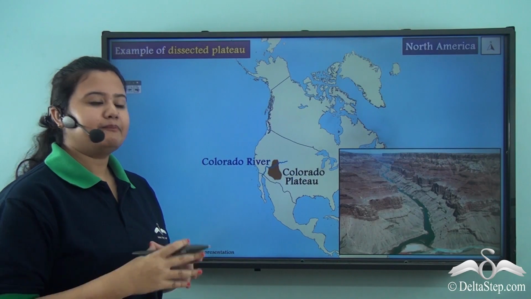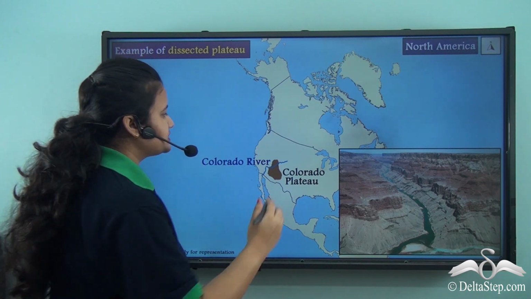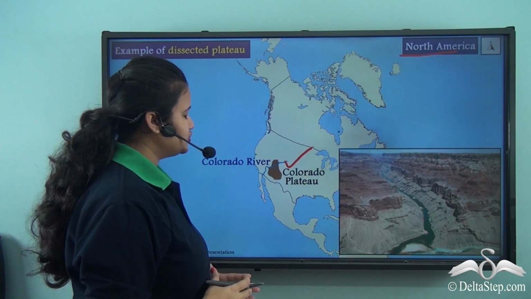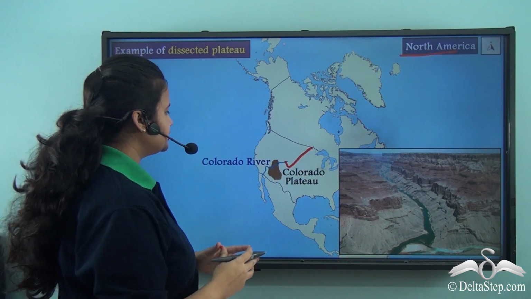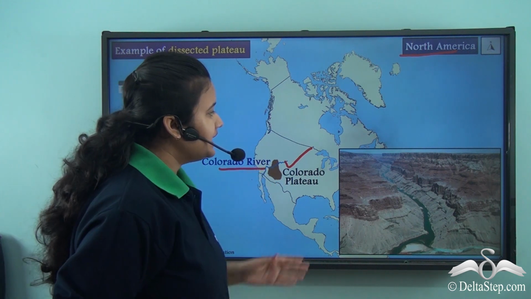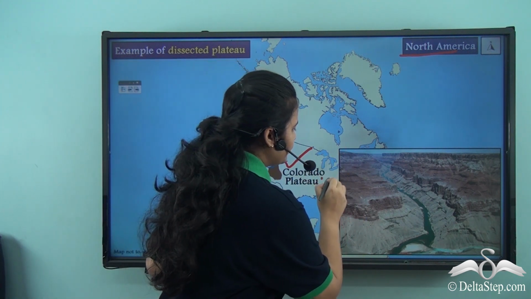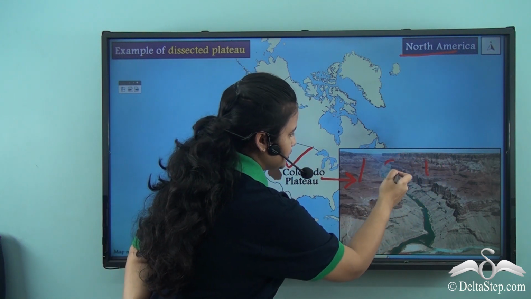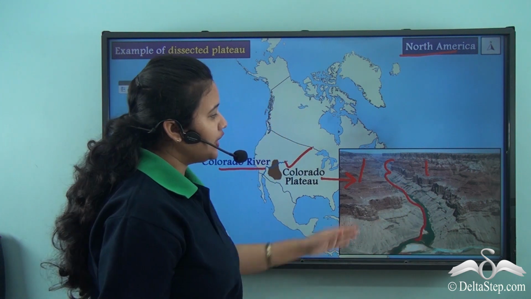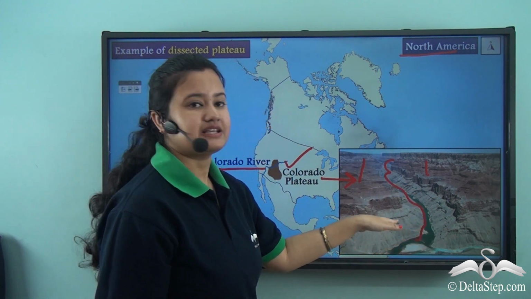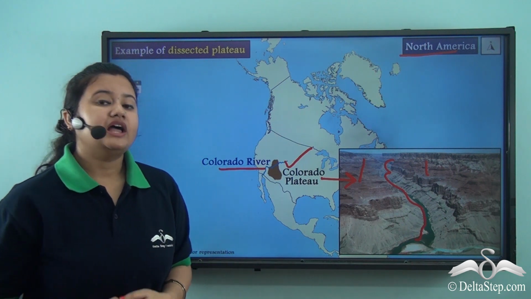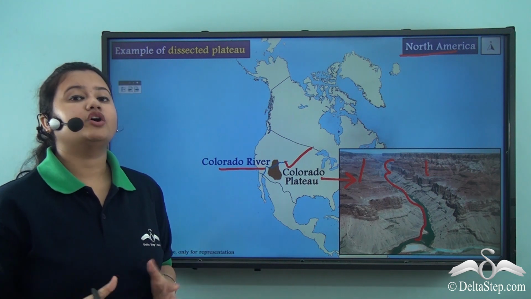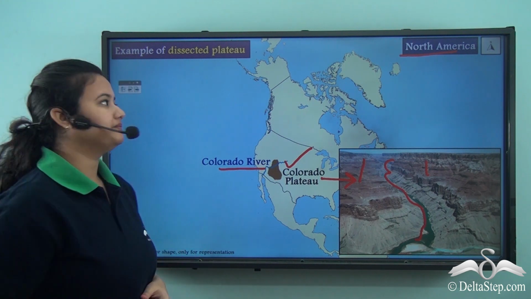A classic example of dissected plateau is Colorado Plateau of North America. This plateau region is drained by or eroded by Colorado River. See, here we have the image of Colorado Plateau. So these are two sides of Colorado Plateau, and in between flows the Colorado River, which erodes or dissects this plateau. Now let us see how plateaus are formed and how we can segregate them on the basis of their formation.